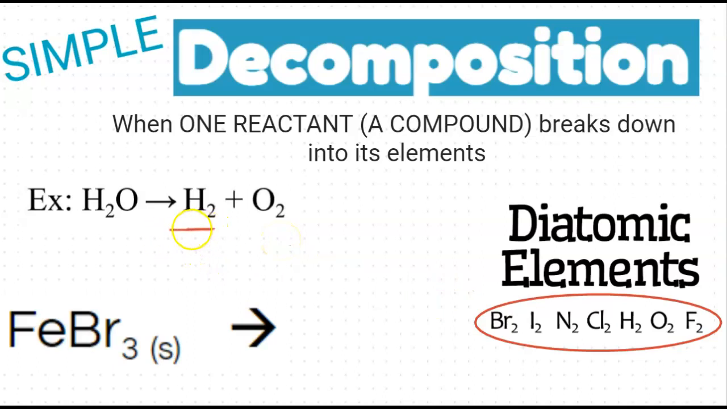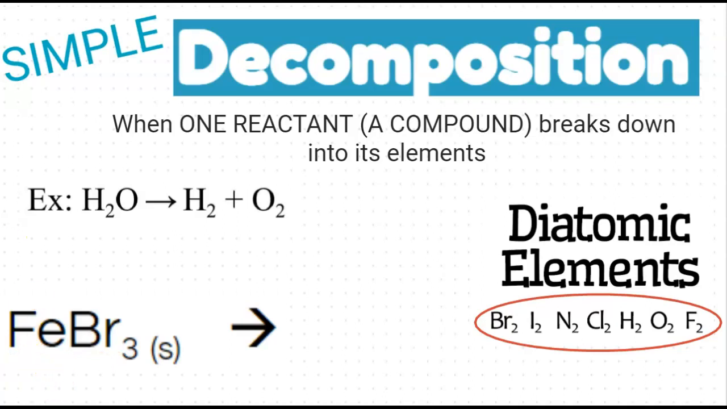Because hydrogen is one of the Brinkelhoff 7, he gets a 2. Because oxygen is also part of the Brinkelhoff 7, he gets a 2. That only applies when the elements are by themselves. So let's work an example below. Now I've got iron 3 bromide, and it's going to break apart.